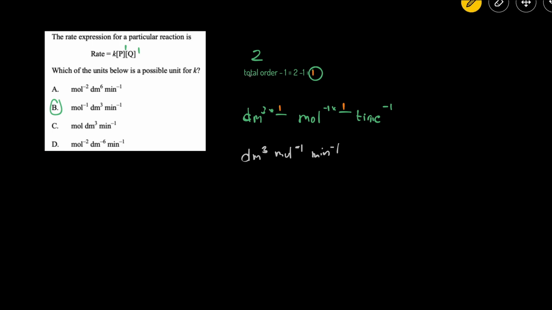Let's say that when we did this, we got a total order of 3, and so we do 3 minus 1, that'll be 2. And so if our total order was indeed 3, then the units would be dm to the 6, because 3 times 2 is 6, moles to the negative 2, negative 1 times 2, and then something like minutes, hours, or seconds to the negative 1.